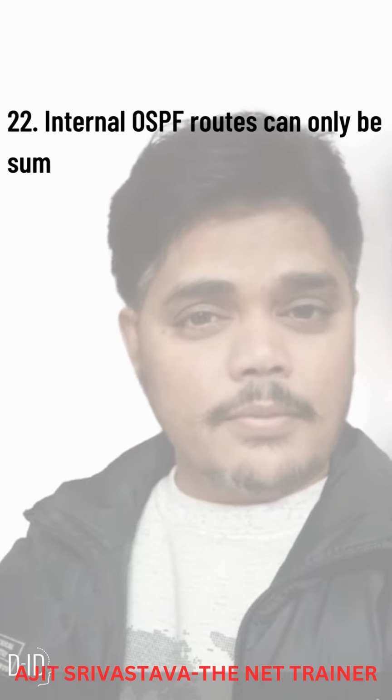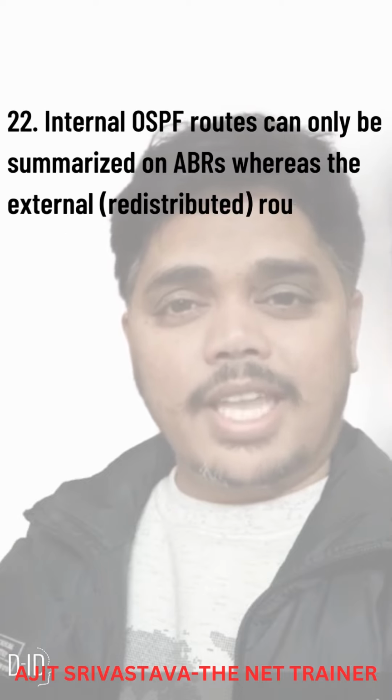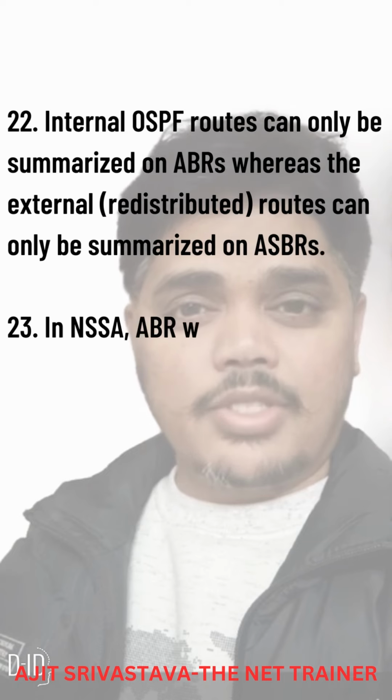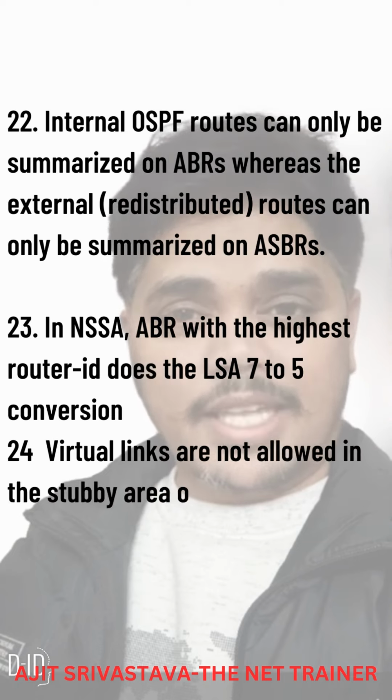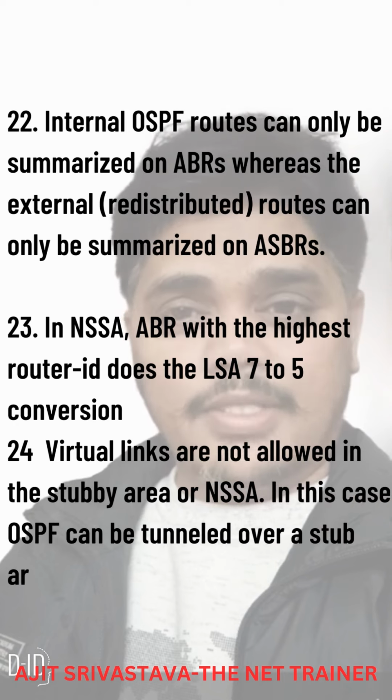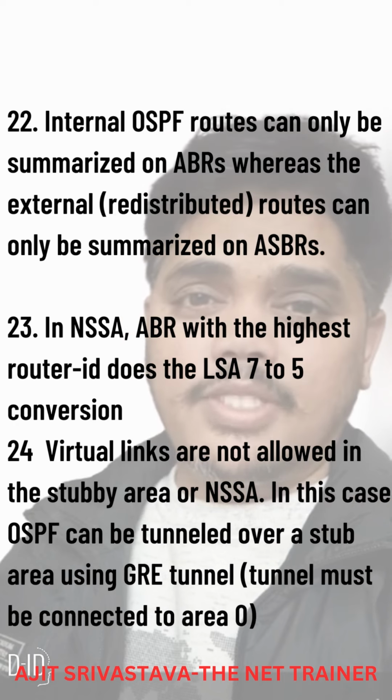22. The internal OSPF routes can only be summarized on ABRs, whereas the external, redistributed, routes can only be summarized on ASBRs. 23. In NSSA, the ABR with the highest router ID does the LSA 7 to 5 conversion.